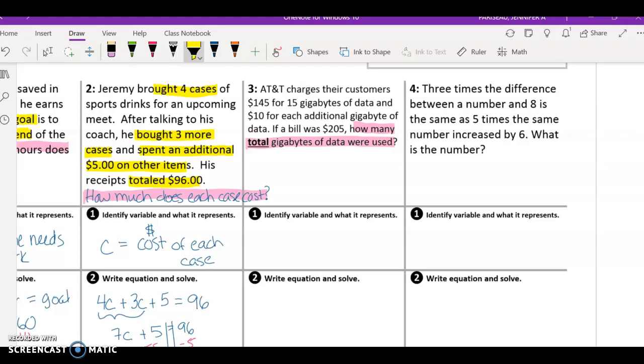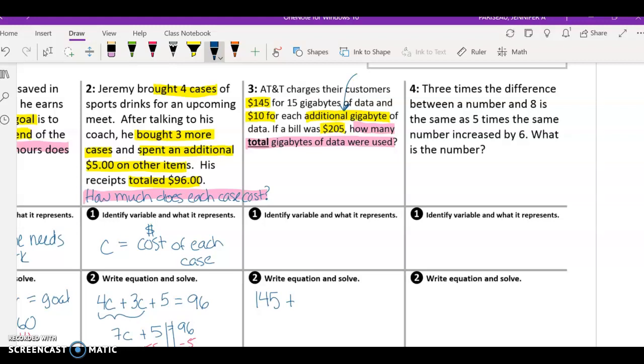So AT&T charges their customers $145 for 15 gigabytes of data. So you spend $145, you get 15 gigabytes of data, no matter what. But if you go over 15 gigabytes, it's $10 for each additional gigabyte. And if a bill is $205, how many total gigabytes? So in this case, our variable is actually hiding out right here. This is what we don't know, right? We already know that they spent $145 for that 15, but obviously they went over because the bill is $205.